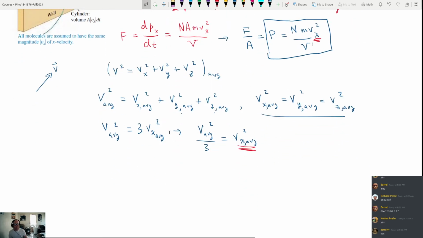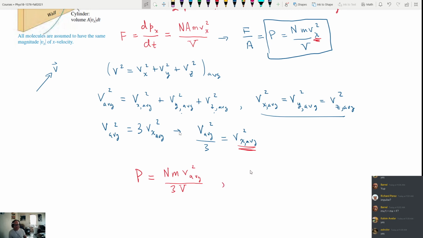So if we make that change, then our equation becomes pressure equals N m, and we're going to replace Vx with V average over 3, basically. So we're going to have V average squared divided by 3 times V.